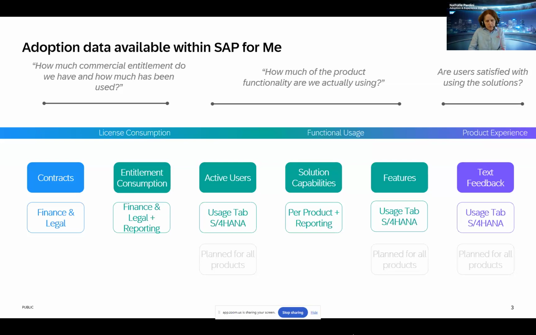S/4HANA Public Cloud was the first product to display usage data in SAP for Me, but we are of course extending this data across all cloud products, both public and private. We will focus today on solution capabilities, which are already available for most public cloud products in SAP for Me. They represent the functional abilities of a software product, such as marketing lead management in the marketing cloud product, but that's only one example.